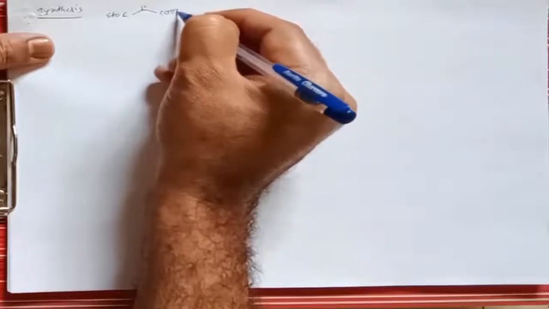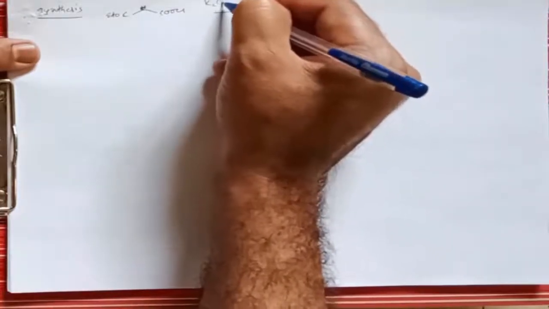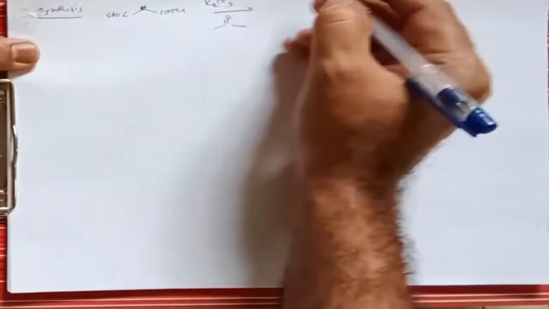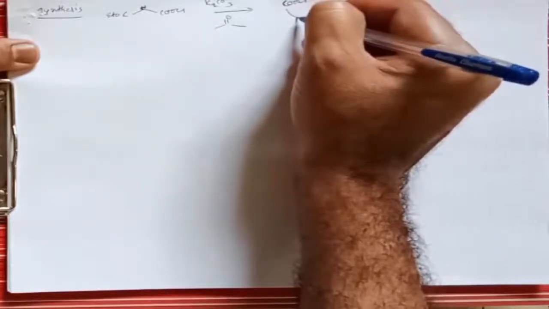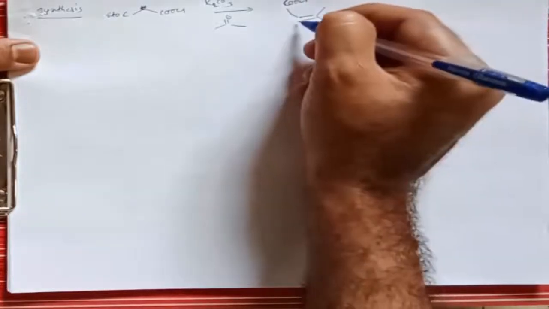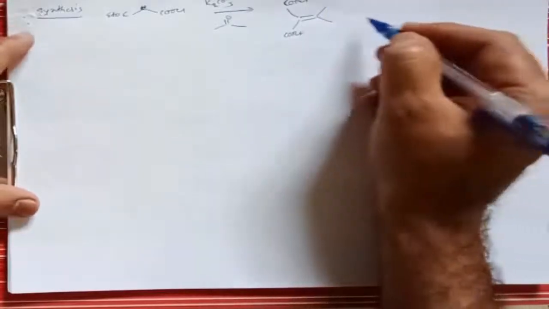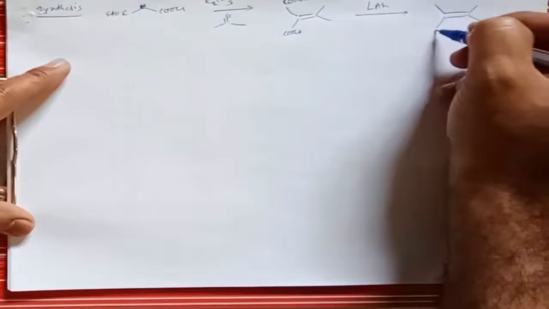Let us go for the synthesis. CH2COOEt. Then if you treat this molecule with a base, that is K2CO3, or you can take ammonium acetate, and then if we treat this molecule with this ketone, what does it give? It gives formation of COOEt, then CH2, then COOEt, then C double bond C and CH3CH3. If we treat with LAH, that is reduction, what does it give? Ester undergoes reduction and it gives formation of alcohol, such a type of alcohol.